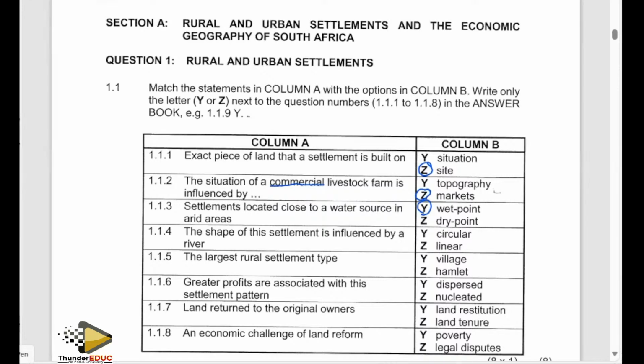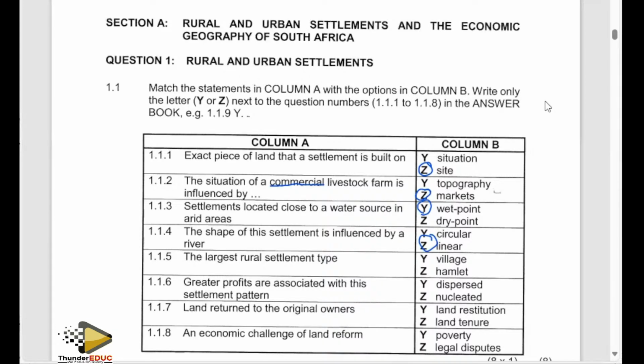Right, we'll go to the next question. The shape of this settlement is influenced by a river. We're looking at the shape of the settlement and how a settlement shape develops in regard to it being located where there is a river. You tend to find that the correct response is linear, or line. The settlement will develop in a line along the river.